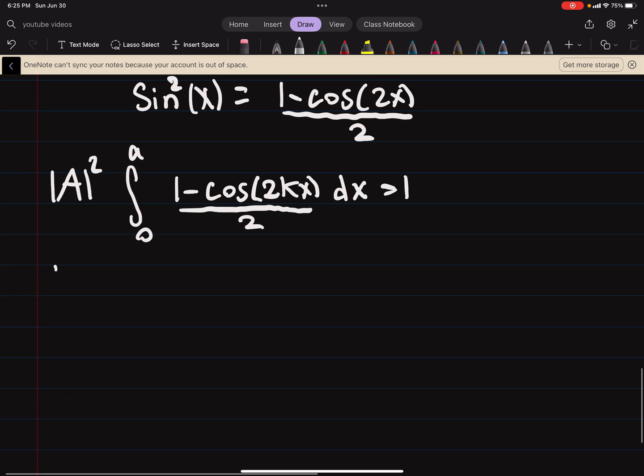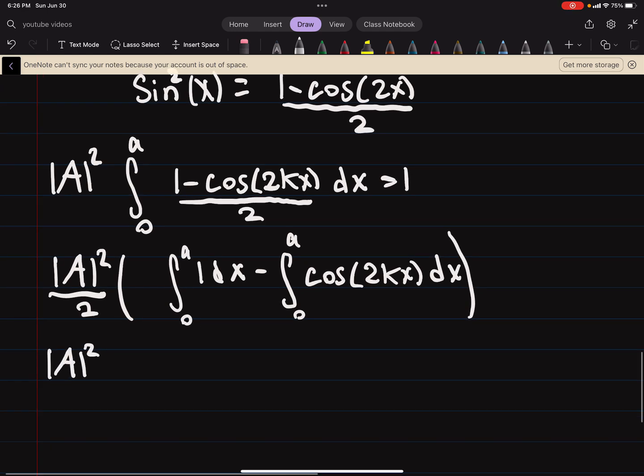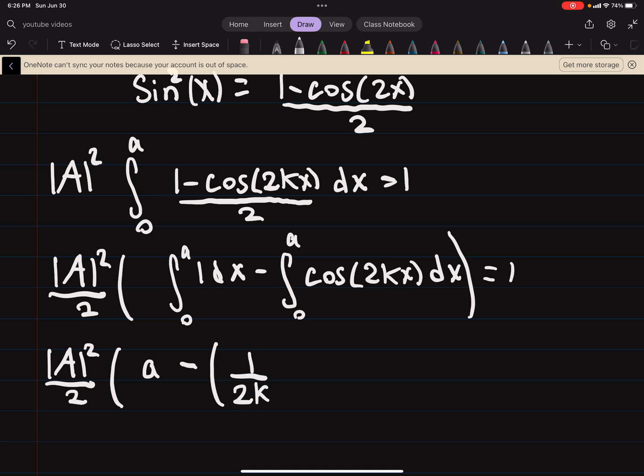Okay, so I'm going to factor out the 2, and we will integrate from 0 to a of just 1 dx minus the integral from 0 to a of cosine 2kx dx. And again, this is all equal to 1. Alright, so this first integral is easy. That's just a. And then minus, let's see, if we integrate this, we'll have 1 over 2k sine of 2kx, and we're going to evaluate this from 0 to a. Okay?